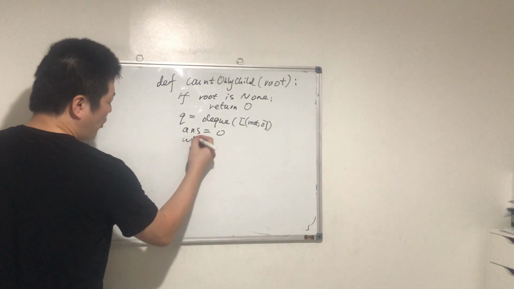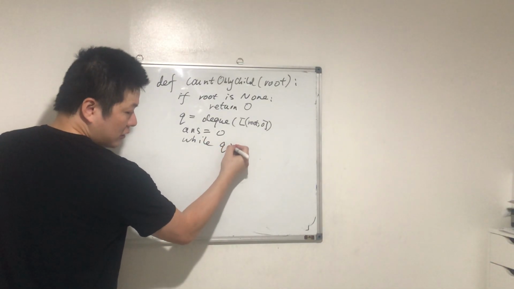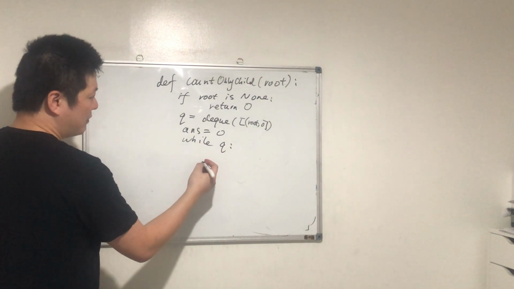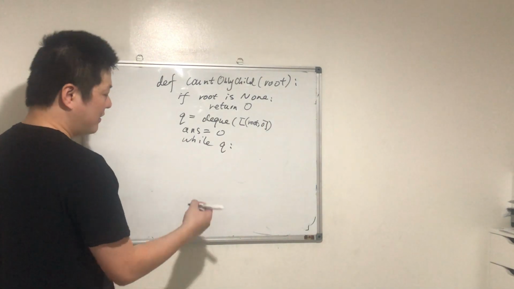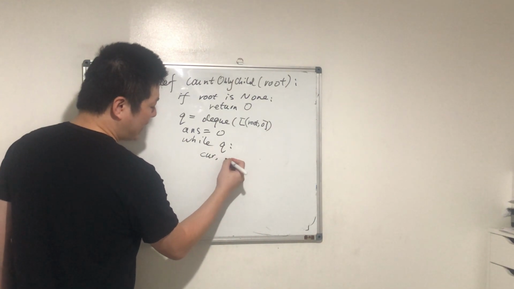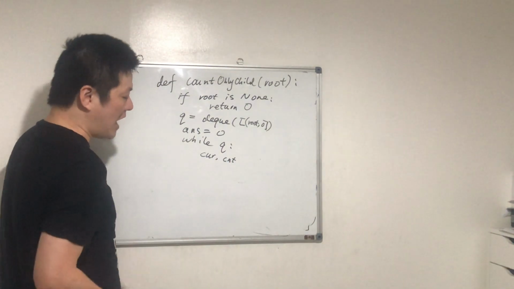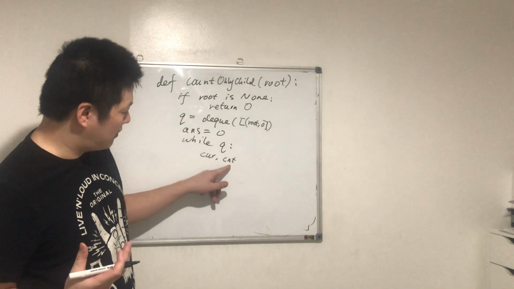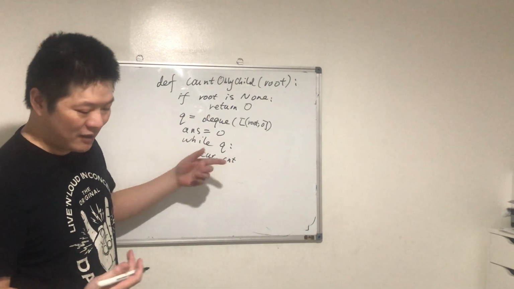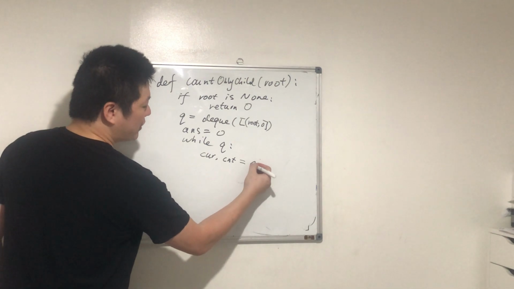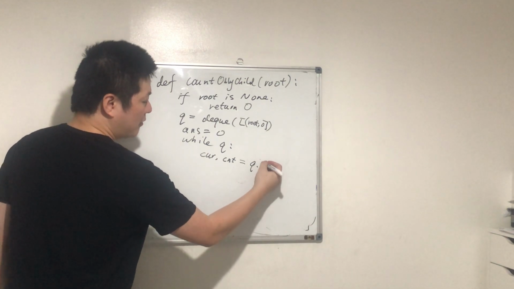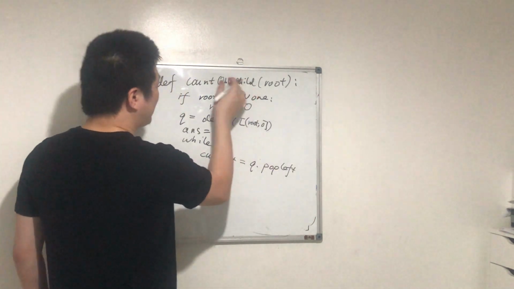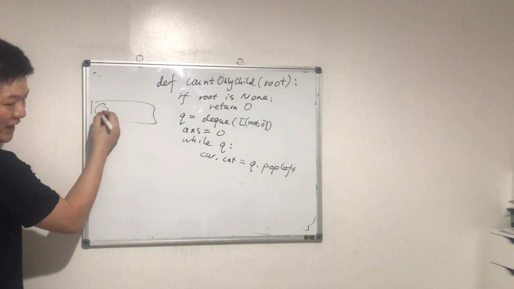Okay, so look, while q, we want to dequeue. So we want to have the current node and the count, which is the number of children of the parent. This is a variable. Equals dequeue. How do we dequeue? q dot what? pop what? popleft, because we dequeue, we take it from the beginning, which is left.